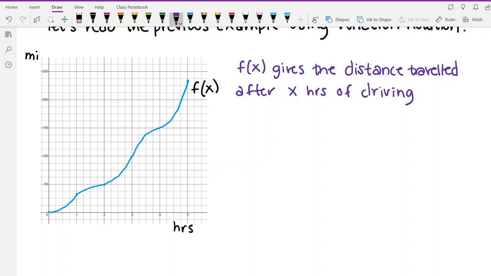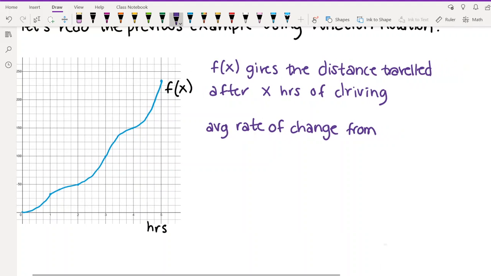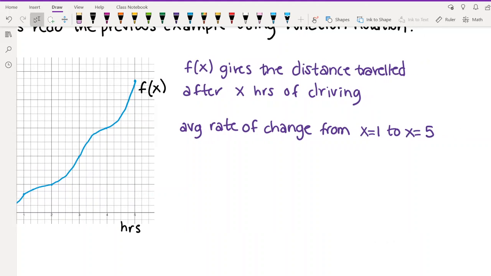So how would we go about finding the average rate of change? In this case, if we wanted to write, not just from 1 p.m. to 5 p.m., how would we write it in terms of variables and function notation? Well, we would say from x is equal to 1 to x is equal to 5, because those are the x values that reflect a time of 1 p.m. and a time of 5 p.m.